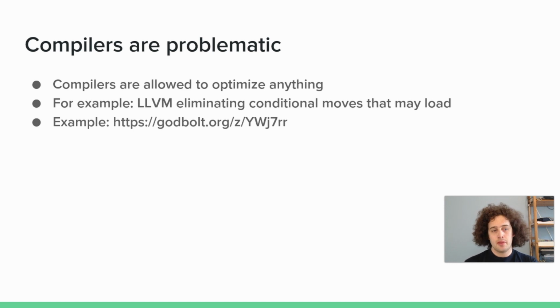So the compiler might actually optimize stuff that we don't think should be possible. And so, for example, there is this thing that LLVM could do, which is eliminating conditional moves that may load. And let me show you an example of this.